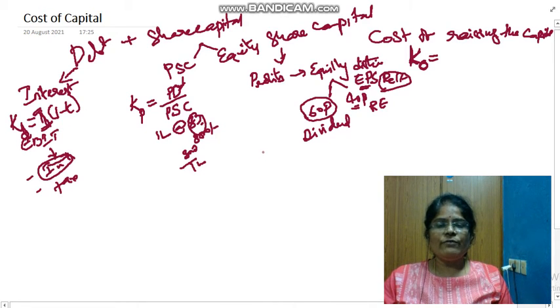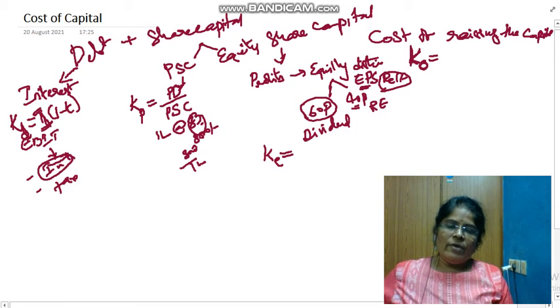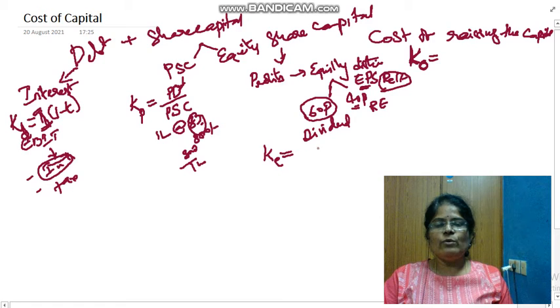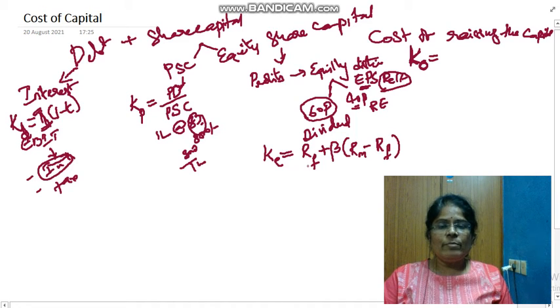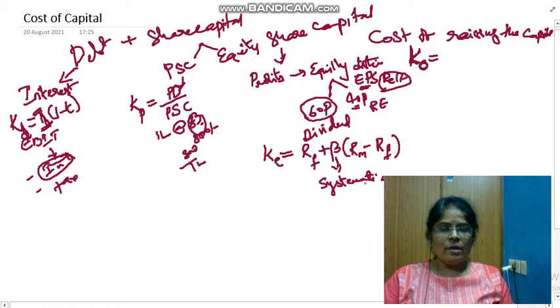So how will the cost of equity be calculated? Let us assume cost of equity is denoted by KE. Generally there are many ways to calculate it, but for cost of equity we generally use one small formula. First we consider the risk-free return, RF, plus beta into (RM minus RF). So what is RF? Risk-free return. What is beta? Beta is systematic risk, which was already discussed in the previous videos on types of risks, where we discussed systematic and unsystematic risk. So beta is systematic risk.